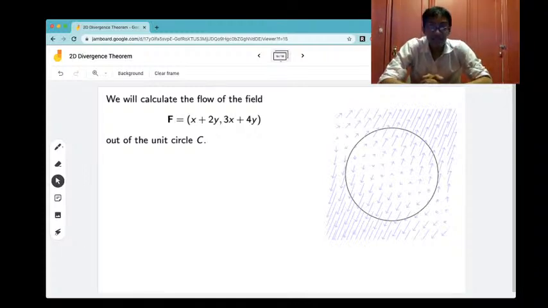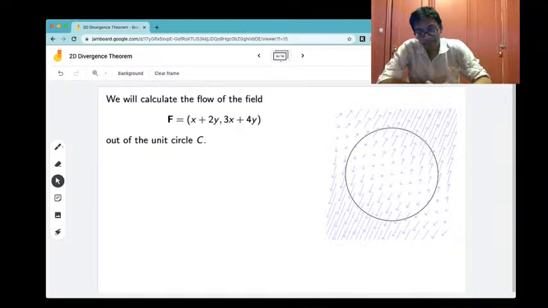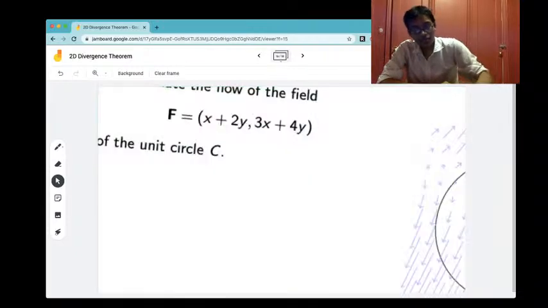We will calculate the flow of the following fields out of the unit circle C. Okay, so flow, when I hear the word, shouldn't have done that. So how do I reverse that?